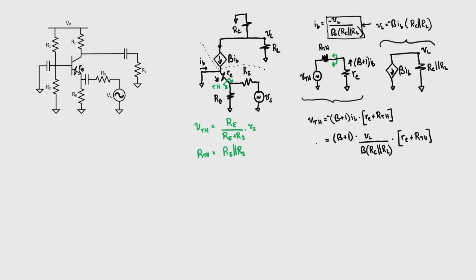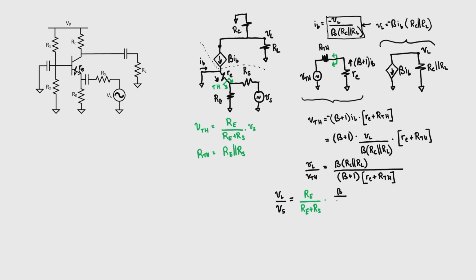I basically now have my Thevenin voltage in terms of the load voltage, but what I want is the load voltage in terms of the Thevenin voltage, so I'm going to move the load voltage over here to the left. So what was in the denominator is now in the numerator, and what was in the numerator is now in the denominator. I have the load voltage in terms of the Thevenin voltage, but what I really want is the load voltage in terms of the source voltage, so let's substitute in for our Thevenin equivalent voltage.